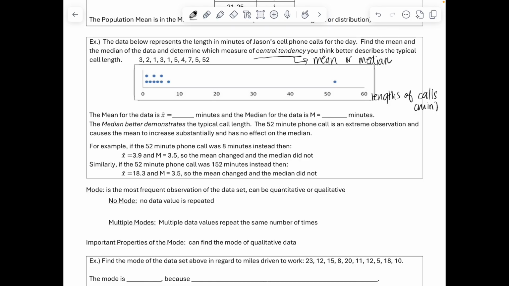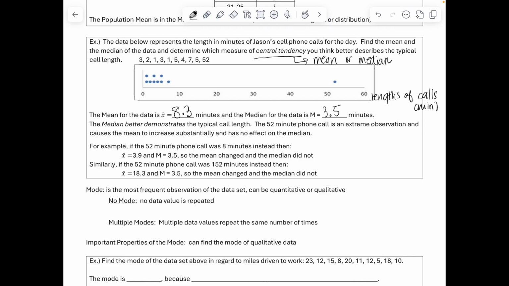From the graphing calculator, we get that the mean for our sample is going to be 8.3 minutes, and likewise that median is going to be 3.5 minutes. And you'll notice that those numbers are pretty different, so the mean and the median are not very close to one another. The reason why is because that 52-minute phone call is really extreme compared to all the other numbers. And so right below this, it says the median better demonstrates the typical call length.